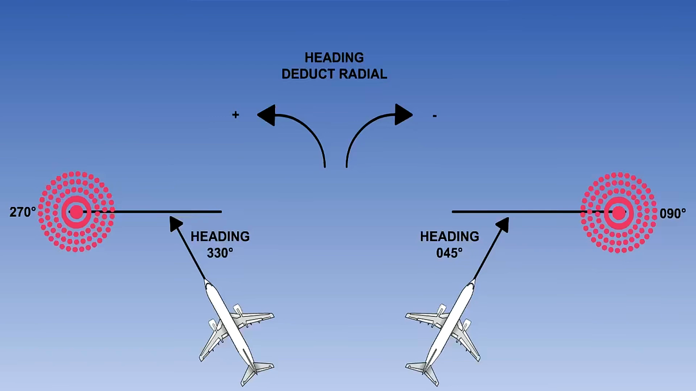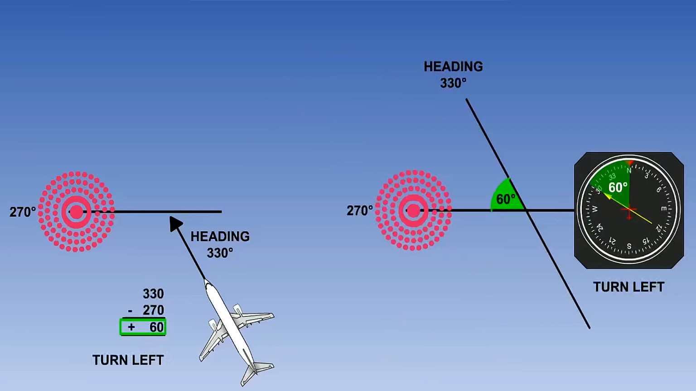Remember that relative bearing means the angle between the nose of the aircraft and the beacon. So, subtract the designated radial from your heading. If the answer is positive, turn left when the needle points to that number of degrees from the top of the dial. If the answer is negative, turn right when the needle points to that number of degrees from the top of the dial. Let's use some figures to illustrate this.